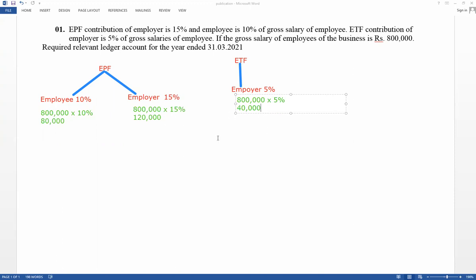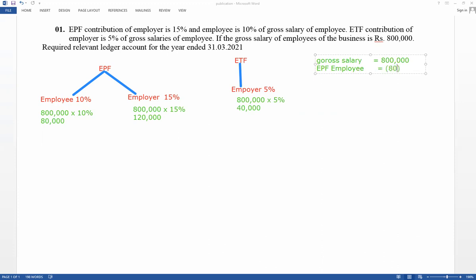Now think how to record this from the business point of view. The contribution of the employee should be deducted from gross salary, and the balance part is paid in cash. The gross salary of the employees equals 800,000. But when the business pays salary to the employee, the EPF contribution of the employee should be deducted from gross salary. The balance part is paid in cash.